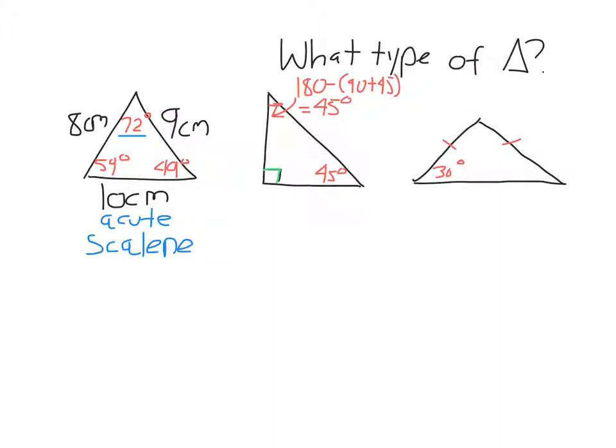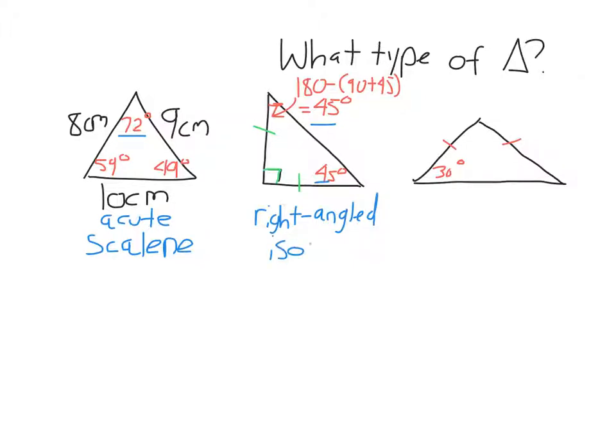So what that means is this has two equal angles, it's isosceles. So we know that it's right angled because of the right angle, and because it has two equal angles, it must have two equal sides. These two sides must be equal, so it is isosceles.